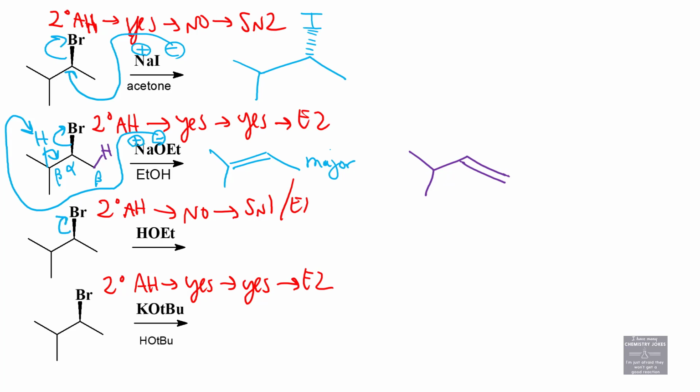SN1, E1, that means the leaving group leaves and leaves behind a carbocation. That carbocation can be attacked by HOEt. That HOEt gets the positive charge and another HOEt cleans up.